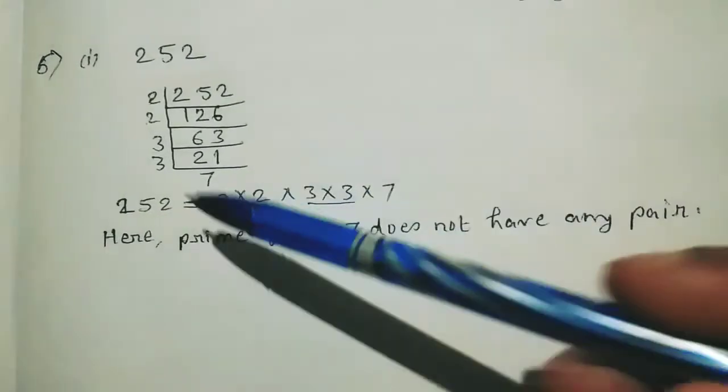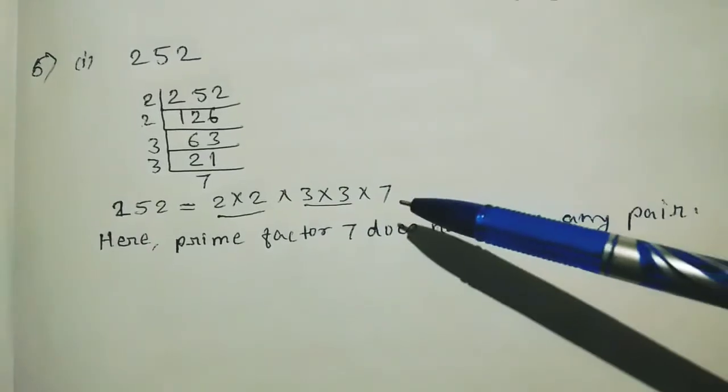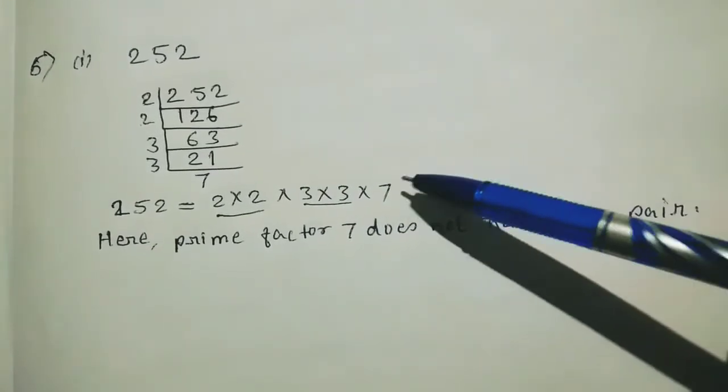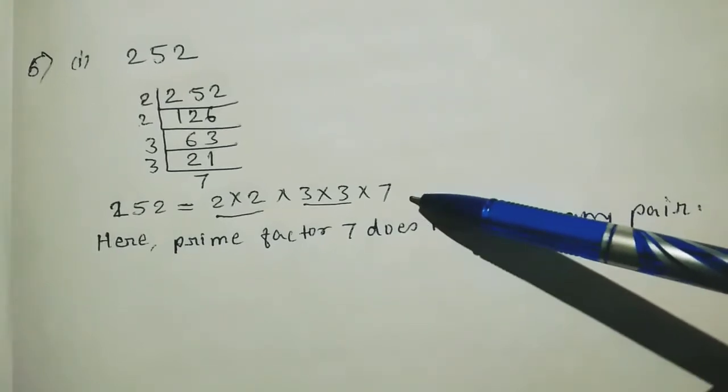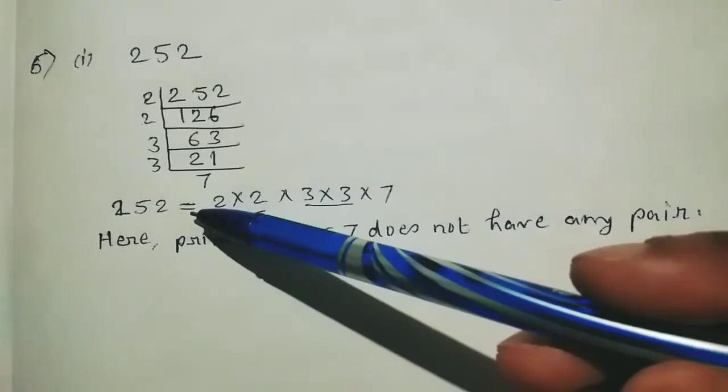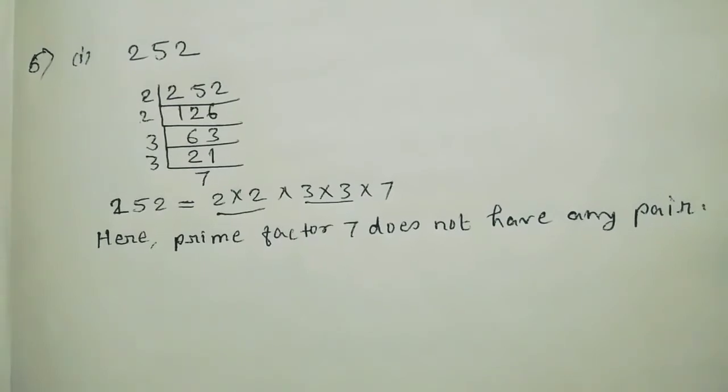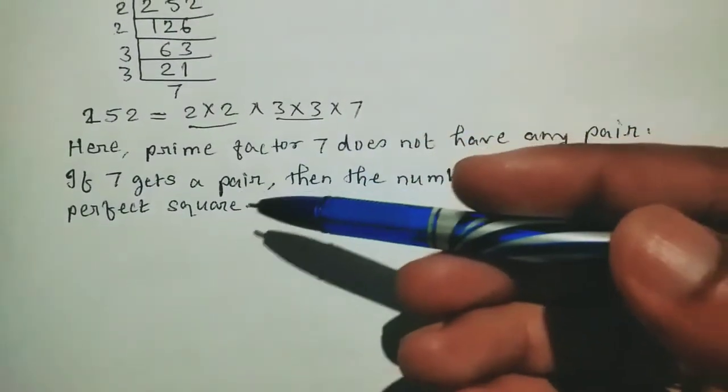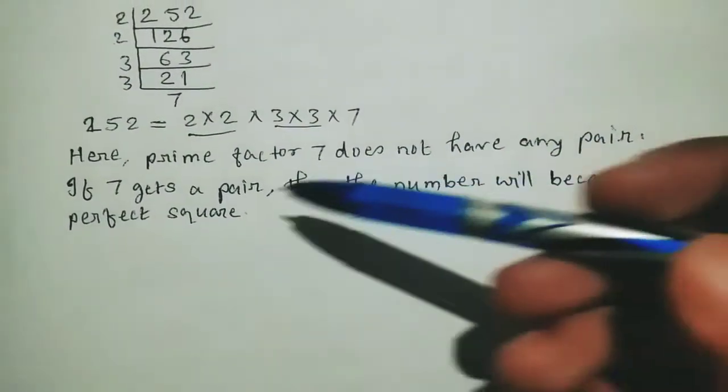Both sides should be balanced, LHS equal to RHS. So to make the 7 a perfect square, you have to again multiply with 7, then it will become a pair. So here also you have to multiply with 7. So how to write this? If 7 gets a pair, then the number will become a perfect square.